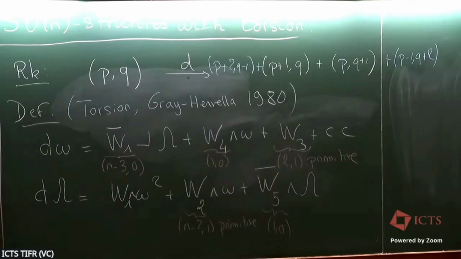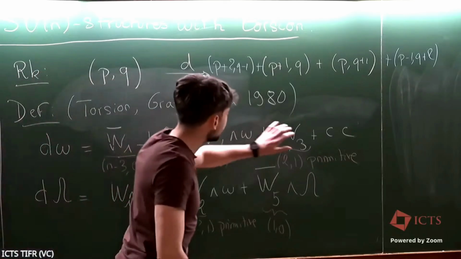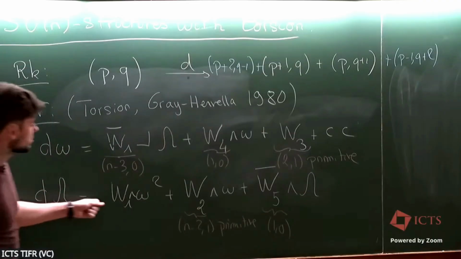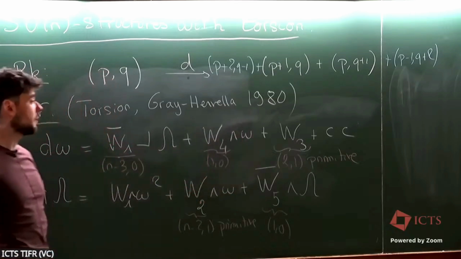Each one of these torsion classes encodes some kind of special feature on your manifold. For example, if you want your 2-form to be closed, you will ask W1, W4 and W3 to be 0. And the most well-known example of this kind of structure is the Calabi-Yau structures, in which all the torsion classes vanish.